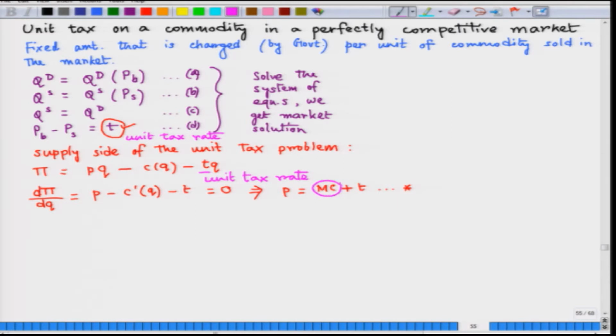Now, note this MC component. MC is the supply function of the firm, and as T is a positive number, that means that if the government imposes a unit tax on the commodity that this perfectly competitive firm sells, then the supply function shifts upward, to the left, and the difference between the initial supply curve and the new supply curve after tax imposition gives the rate of the tax.